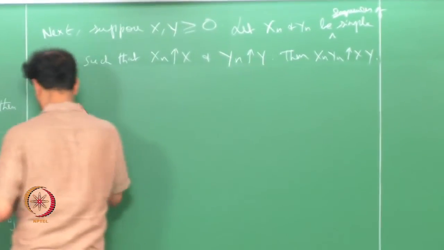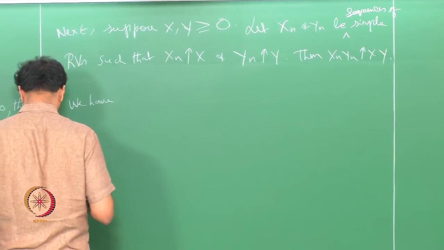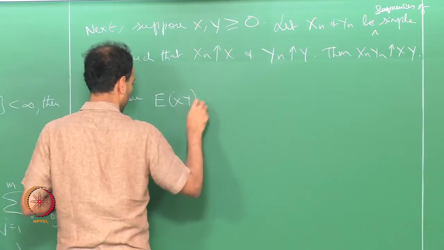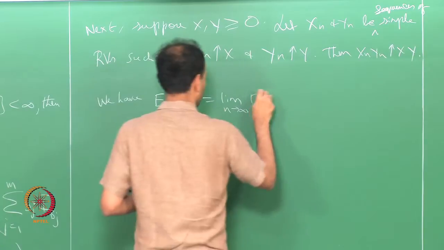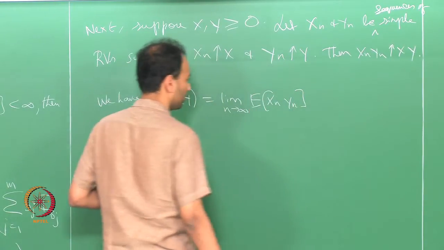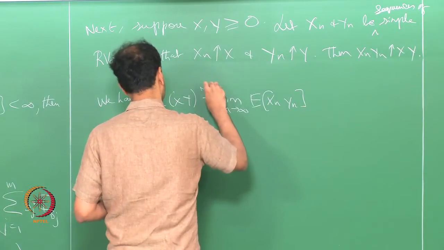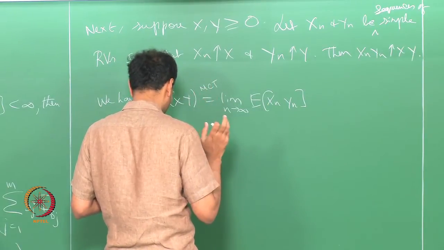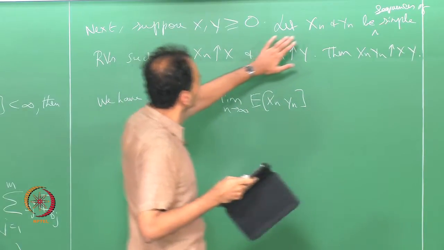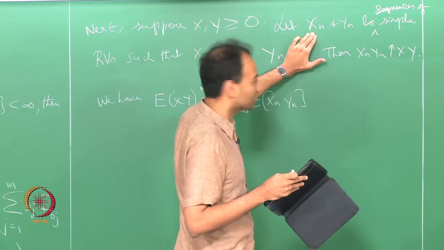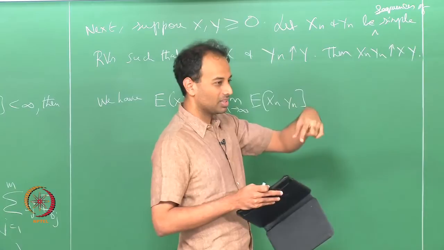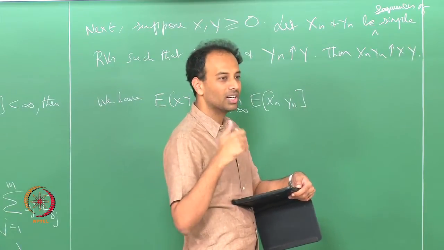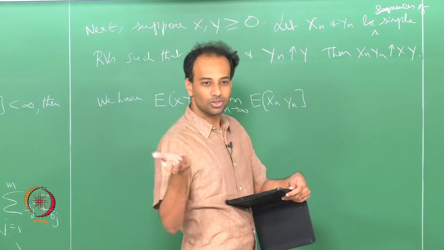We have expectation of XY is equal to limit n tending to infinity of expectation of X_n Y_n, by MCT. But X_n and Y_n in your approximation are independent also. If you remember how we constructed it, given any non-negative measurable function g, the way you construct g_n, the approximating sequence, you can show that X_n and Y_n, the approximating sequences, are also independent of each other.